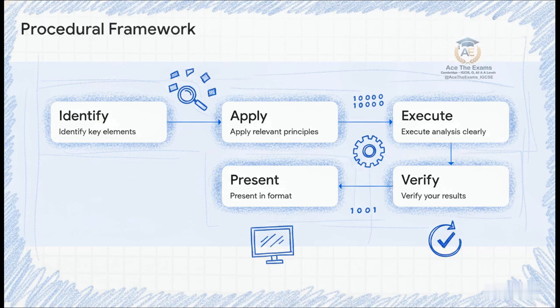Step 1, identify the key elements given to you in the exam prompt. Step 2, apply the relevant ASCII and data representation principles to those elements. Step 3, execute your analysis with completely clear step-by-step working out. Step 4, verify your results. Ask yourself, is this reasonable? And Step 5, present it in the exact precise format the examiner requested. If you follow this standardized sequence every single time, you process the problem systematically, and it brilliantly illustrates how to completely eliminate that panic-induced time burn we all hate.